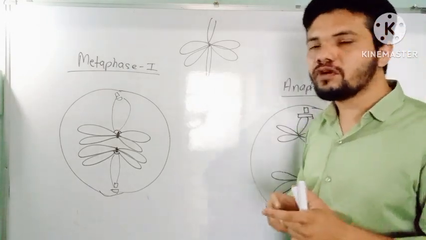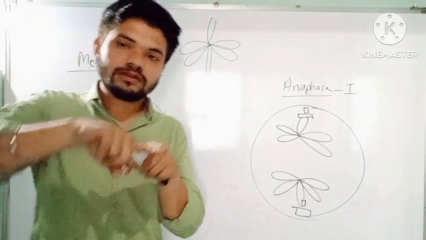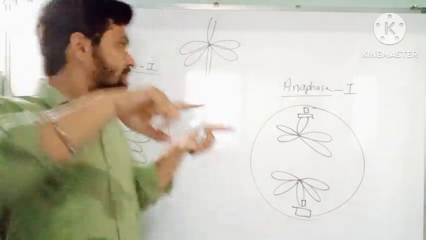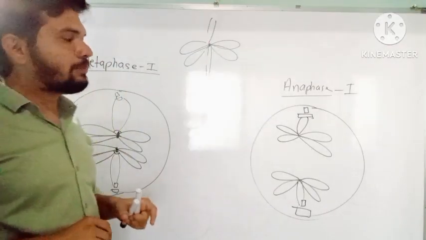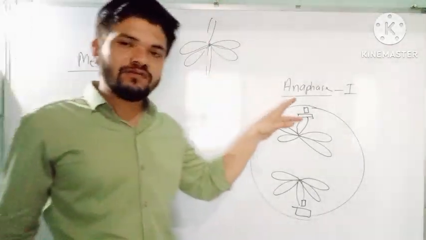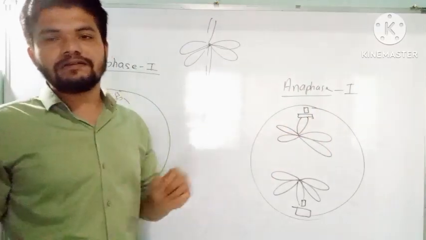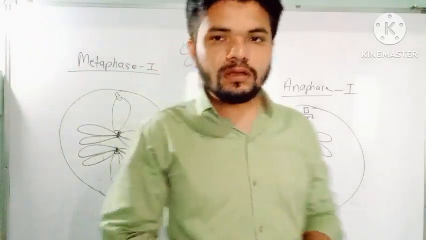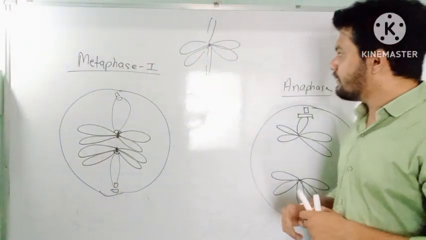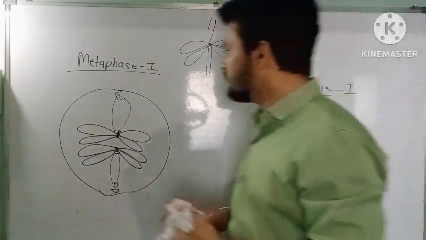How is it different from mitosis anaphase? In mitosis anaphase, the sister chromatids were separated and pulled to the poles of the cell. But in anaphase 1 of meiosis 1, the homologous chromosomes are getting separated. This is the difference. And what will happen in the telophase then? We have to erase this first and then we can learn.